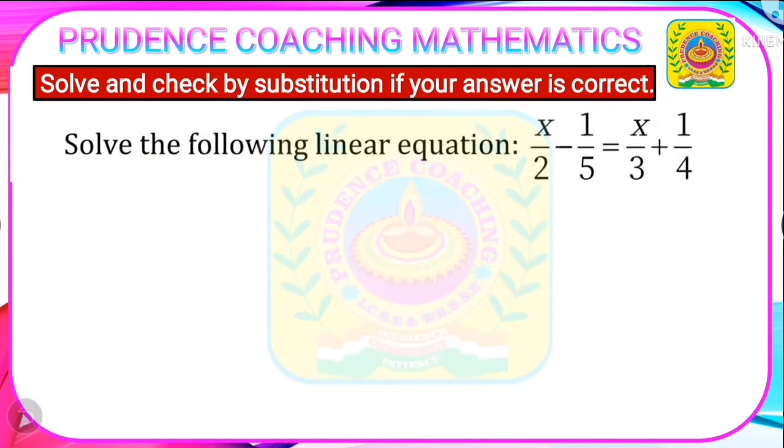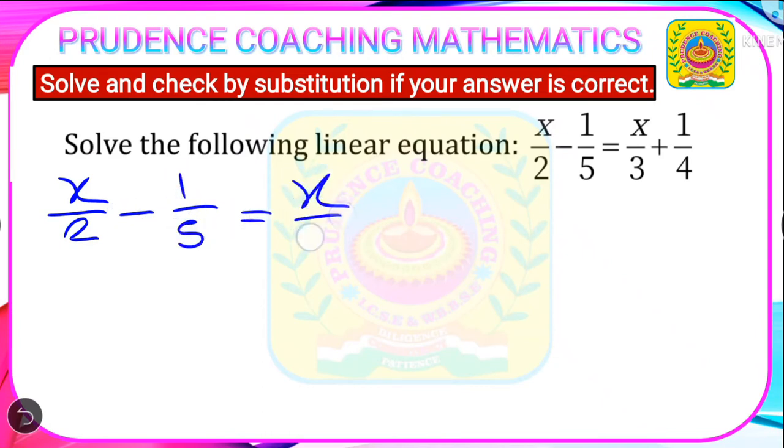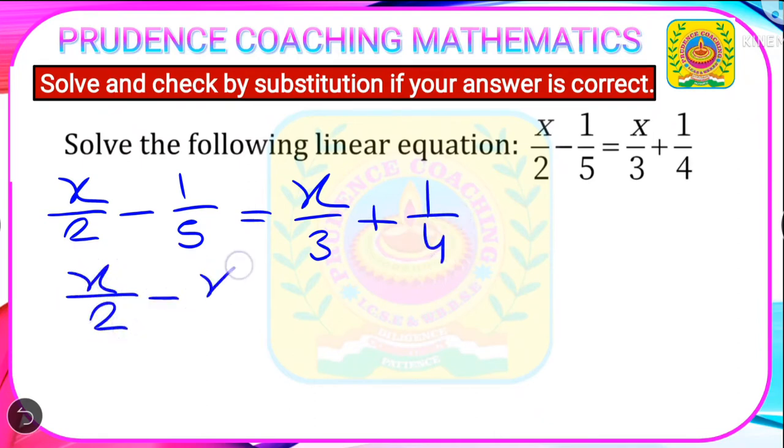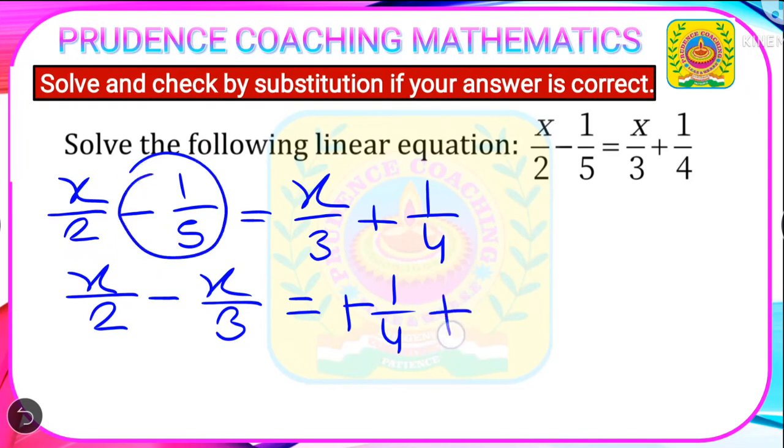Next one, we have x by 2 minus 1 by 5 equals x by 3 plus 1 by 4. So we need to take the variable term on the left hand side, and the other things we will take towards the right. Minus 1 by 4, sorry, plus 1 by 4 was already there, and this minus 1 by 5 will go towards the right and it will become plus 1 by 5.